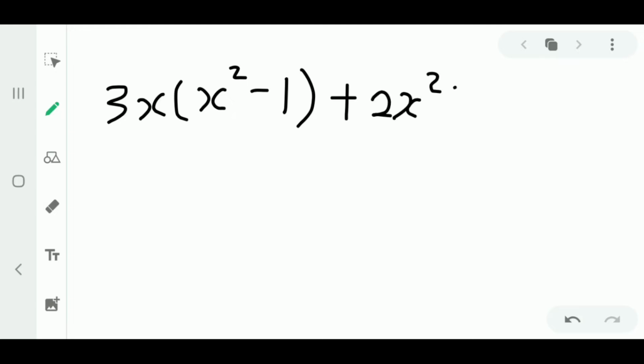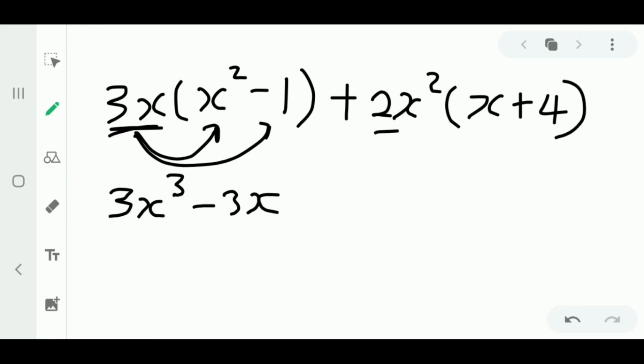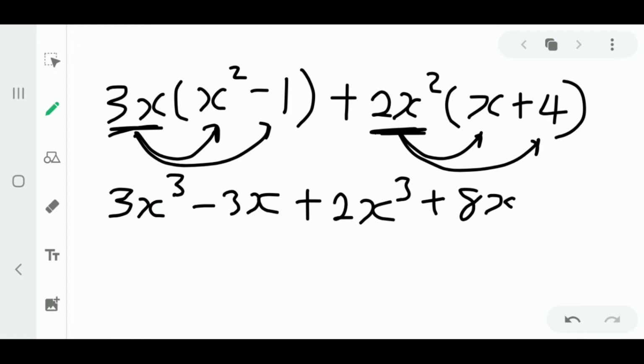Let's say we have 3x times (x squared minus 1) plus 2x squared times (x plus 4), and we are told to simplify this. So again, it's 3x times this here. So 3x times x squared gives you 3x cubed. Remember, when you're multiplying and the bases are the same, you add the powers. Then it is 3x times minus 1, so it is minus 3x. So 2x squared times this gives us 2x cubed, and 2x squared times 4 gives you 8x squared.